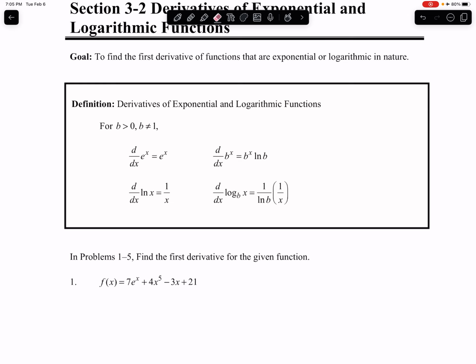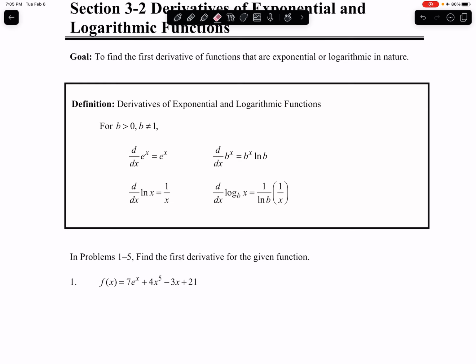So, the derivatives we'll be using: the derivative of e to the x is itself, e to the x. The derivative of b raised to an x, so any base that is greater than 0 and not 1, is going to be b to the x natural log of b. So that base is going to come back not only as itself, but in a natural log as well.